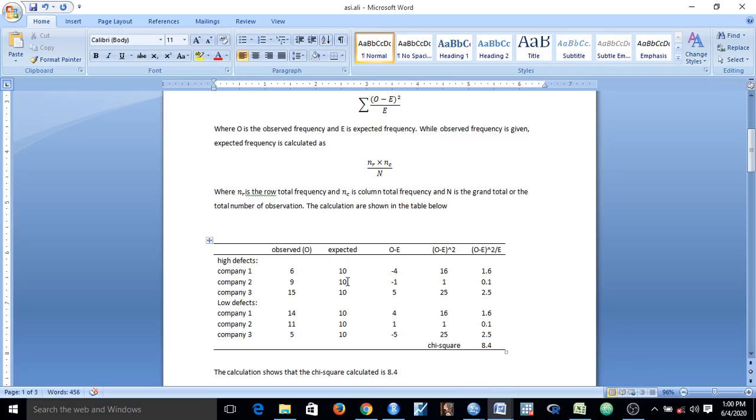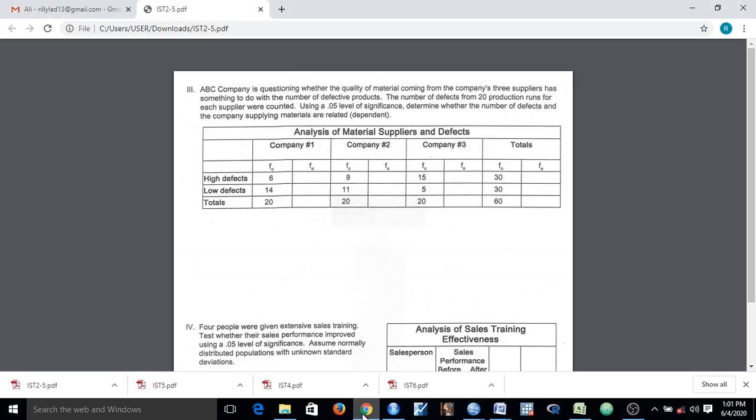So everything is 10. Then we now subtract the expected from the observed. So we have 6 minus 10, minus 4, minus 1, up to the last one. So what we do basically is to categorize, to put everything in long format instead of like this.